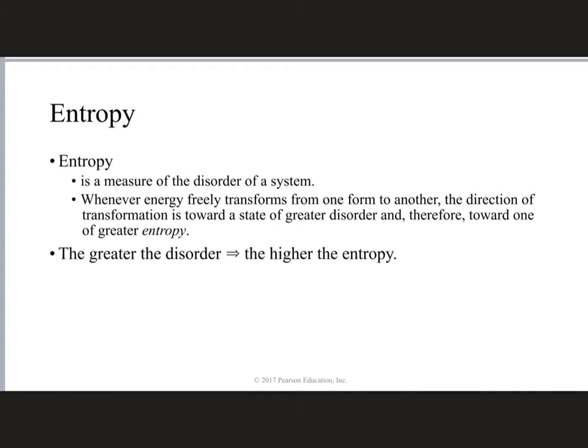Now, there is another concept that's related to the second law of thermodynamics called entropy. Entropy is a measure of the disorder of the system. So a more disordered system has more entropy, or a higher entropy. Whenever energy freely transforms from one form to another, the direction of the transformation is toward a state of greater disorder, and therefore toward one of greater entropy. That means that when energy flows from one system into another system, if it does so spontaneously, it's always going to tend to create more disorder and higher entropy.